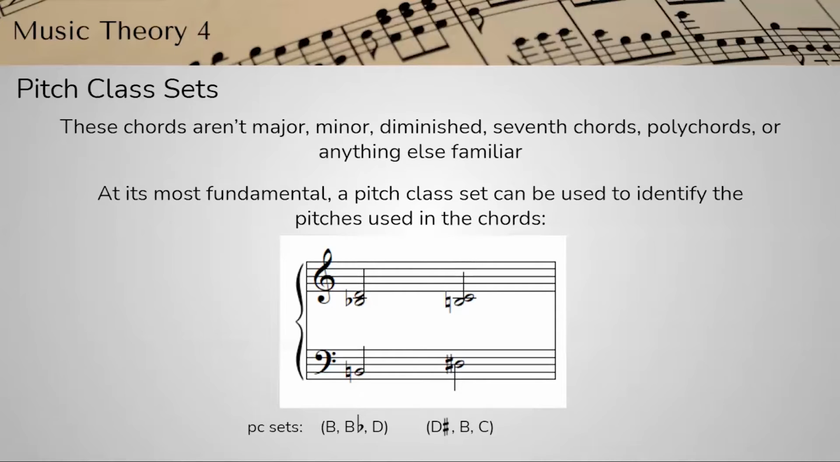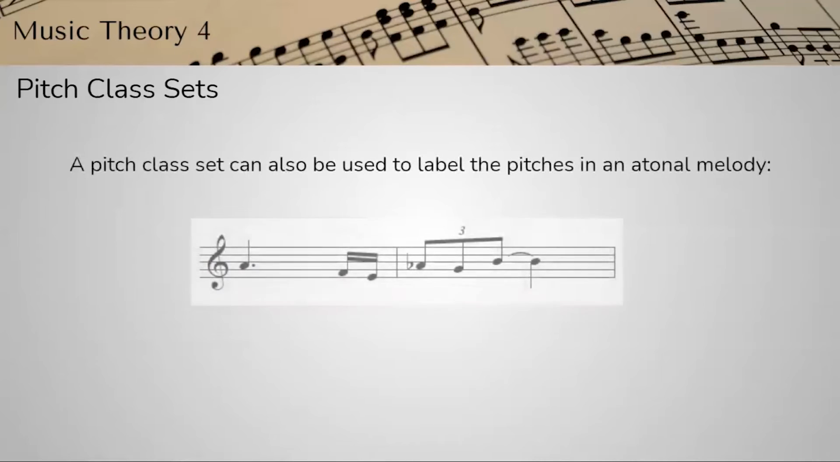Now, it could be a chord, or it could be a melody like this. So we could use a pitch class set to label what's happening in this atonal melody. Because again, we can't say that's major. We can't say that's minor. We can't say that's octatonic or whatever, all those other things we've been learning about. All we can really say is, well, it's made up of an A, an F, an E, A flat, G, and B. Okay. So we've labeled it. We've said that it contains this musical information. And so at the most fundamental level, that's what a pitch class set is doing.